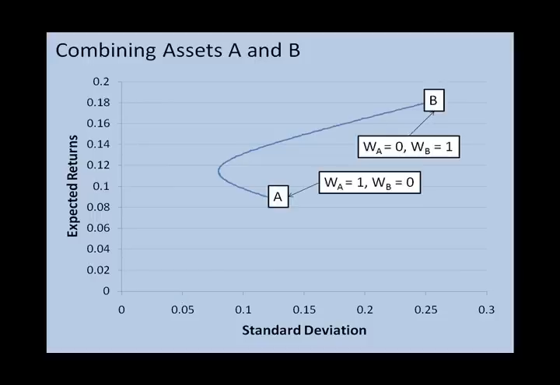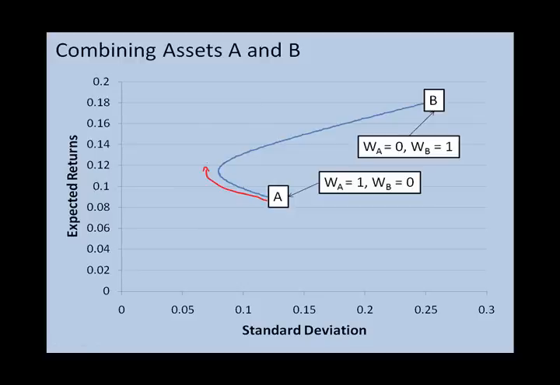Suppose we want to look at all the possible combinations of asset A and asset B. In this diagram, that's what we've plotted. I've plotted on the horizontal axis the standard deviation of the portfolio, and on the vertical axis I've plotted the expected returns. If we invest everything in A, then we earn returns equal to 9%, and we have a standard deviation of 12%. As we increase the amount we invest in asset B, so we see our expected returns increasing, while our portfolio risk, or standard deviation, actually decreases.